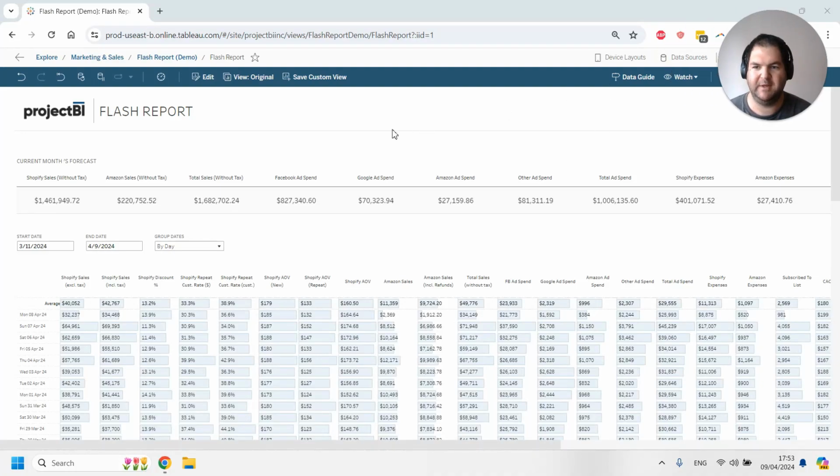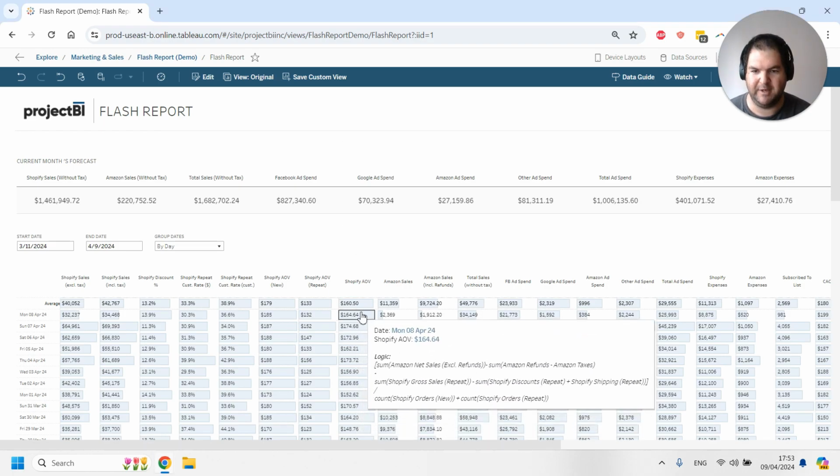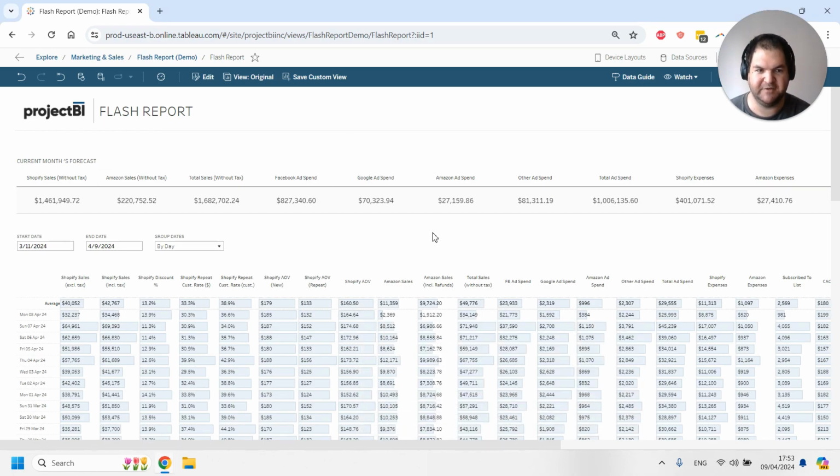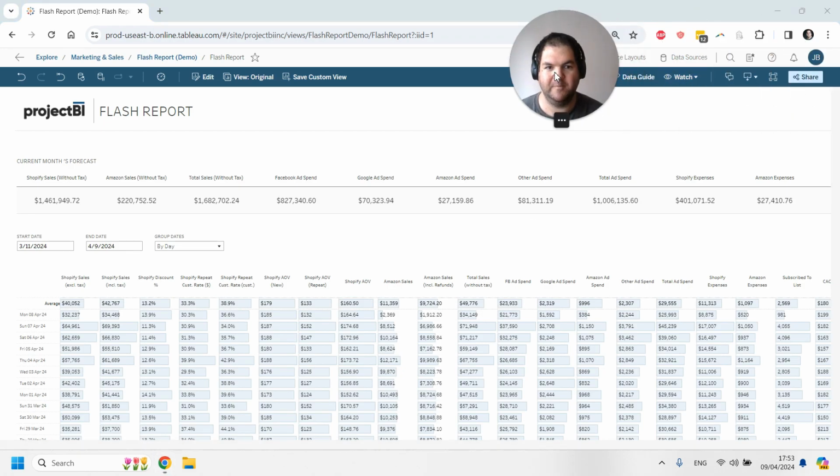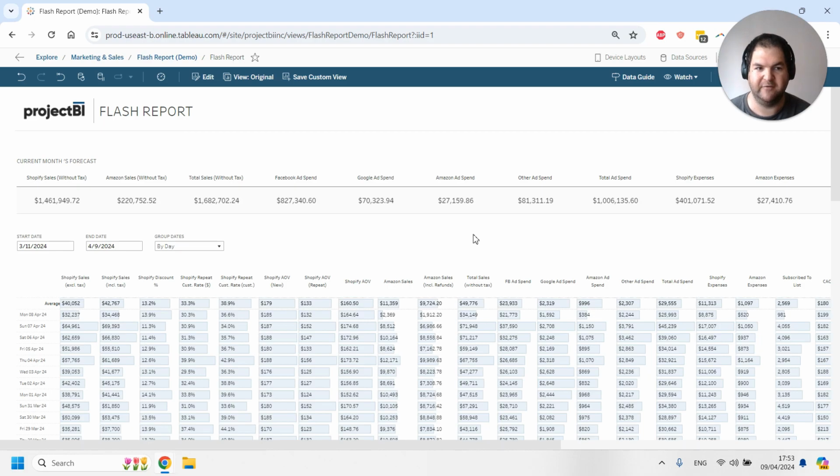In this video, I'm going to be covering the Flash Report. The Flash Report is a popular dashboard that my agency projectBI builds for our D2C clients. The dashboard is built within Tableau, which is our go-to data visualization solution. It sits on top of a number of BI infrastructure components that allows us to build these highly custom dashboards.